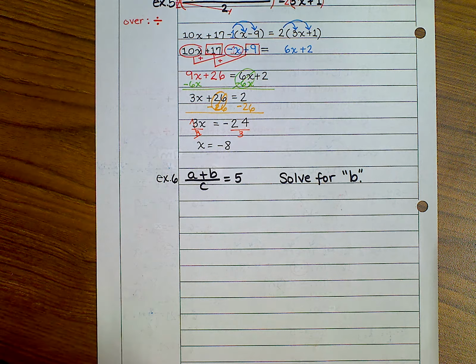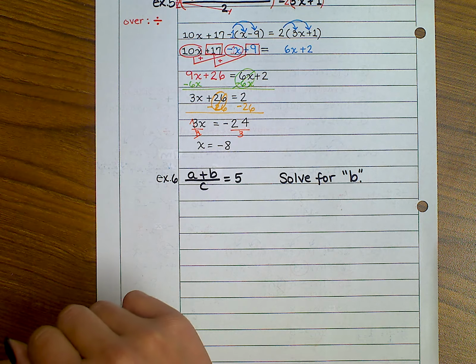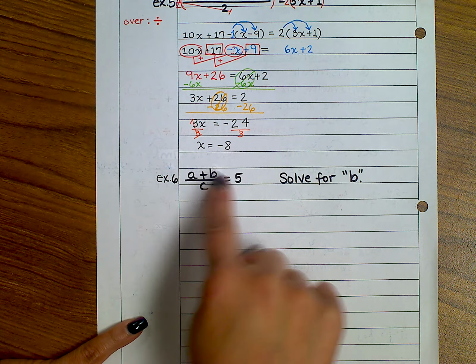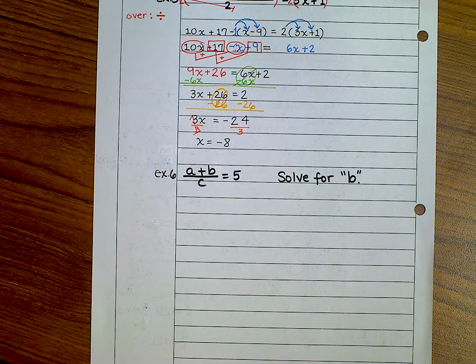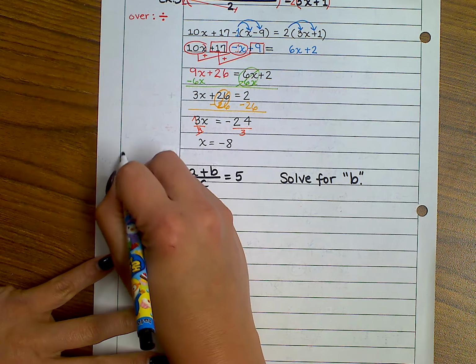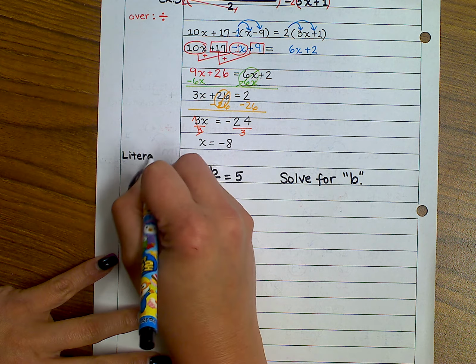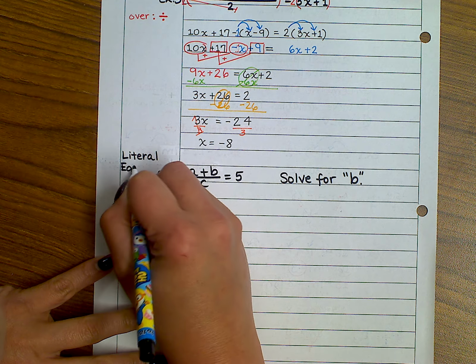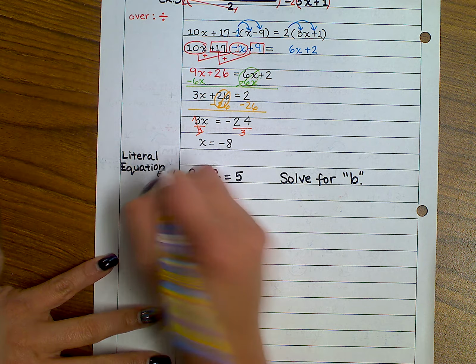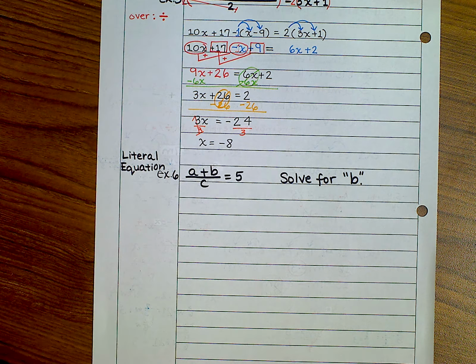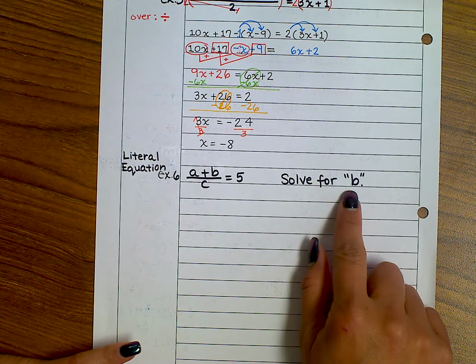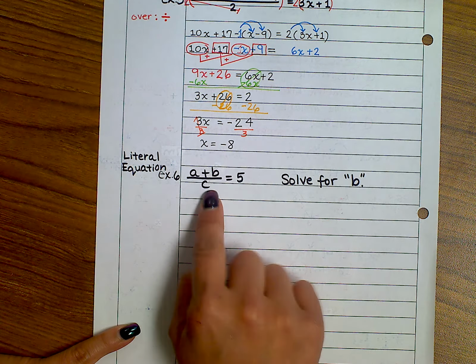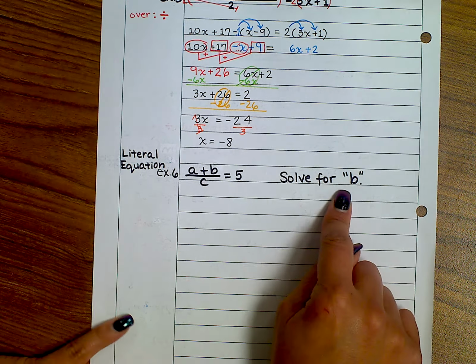Last example, example 6, you'll notice has a lot of different variables. A plus B all over C is equal to 5. Now this is called a literal equation. And this was my goal to get to some time ago, but we're here now. It's whenever you have multiple variables and I want you to solve for just one of them. So even though it says A plus B all over C equals 5, I only want to solve for B.